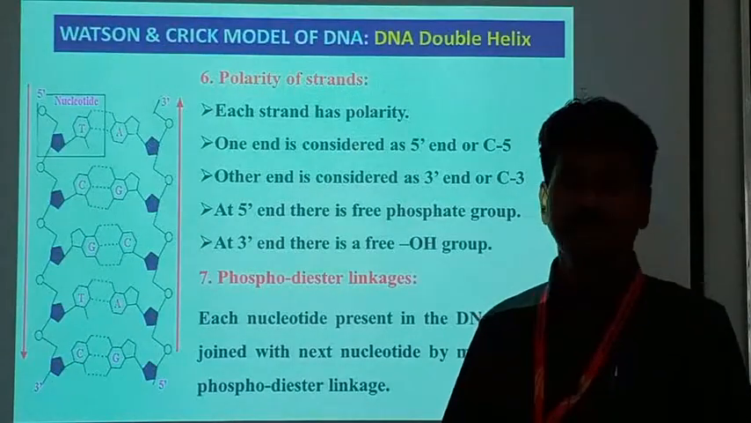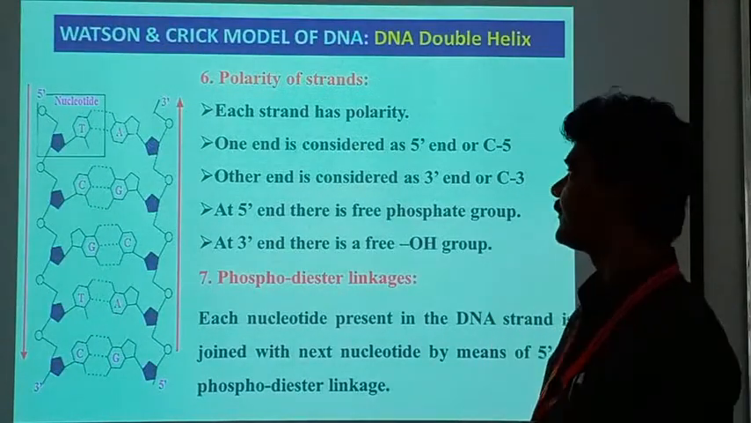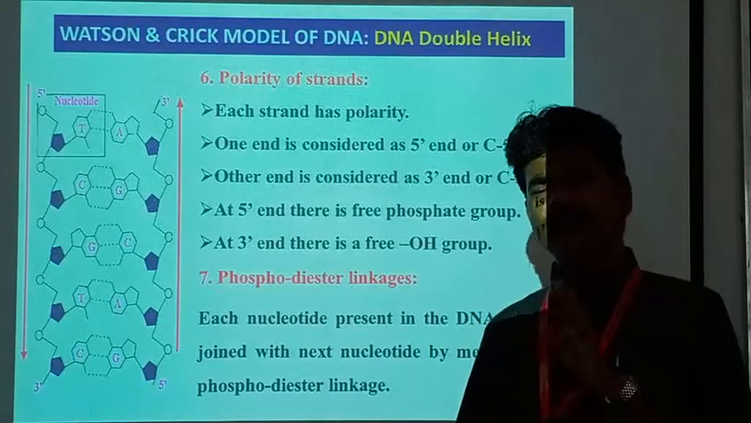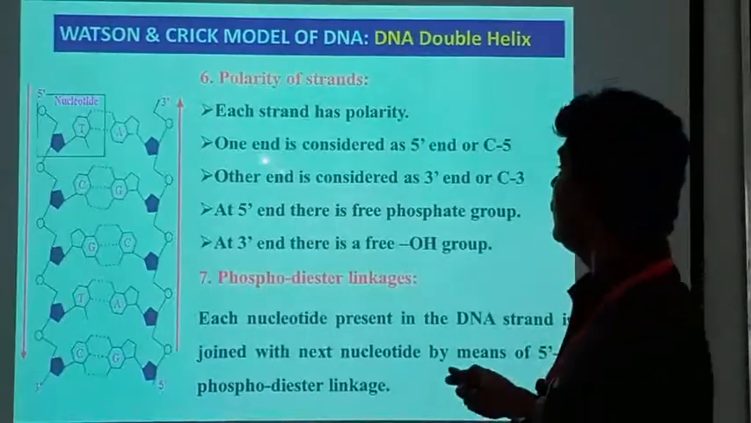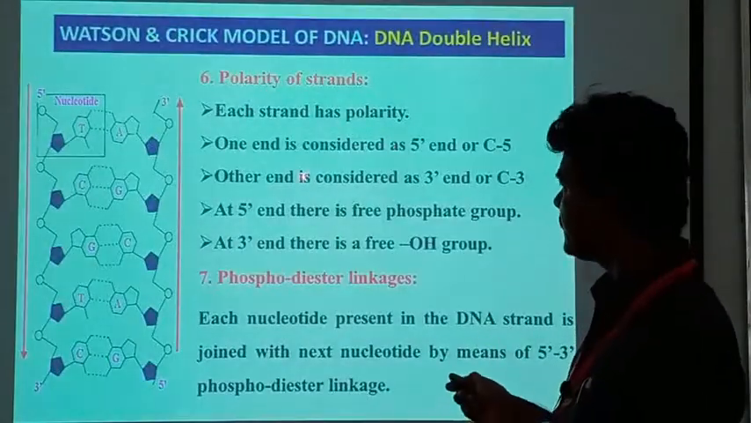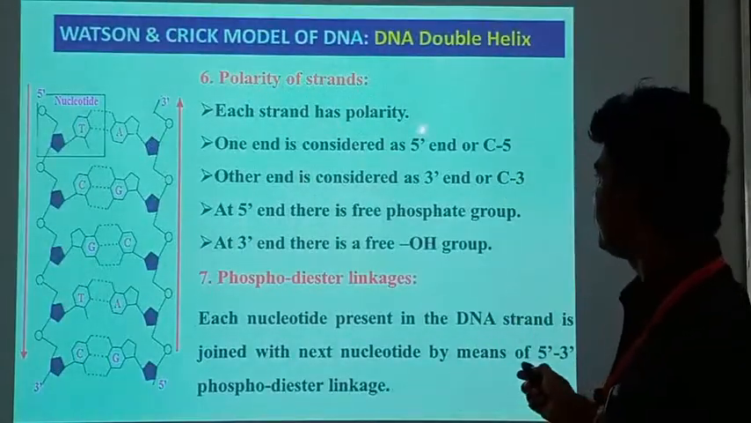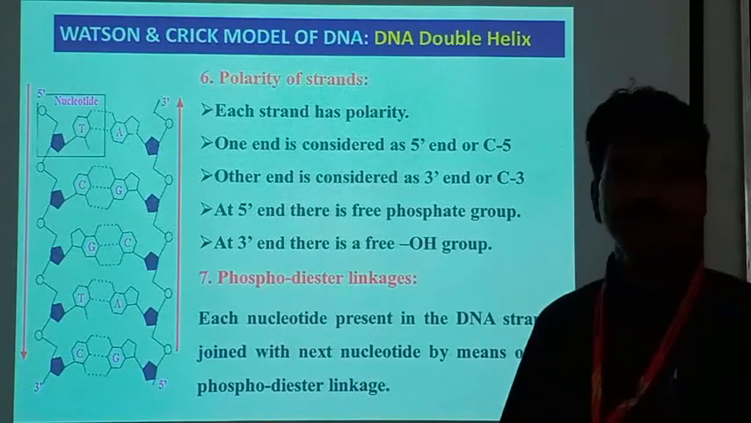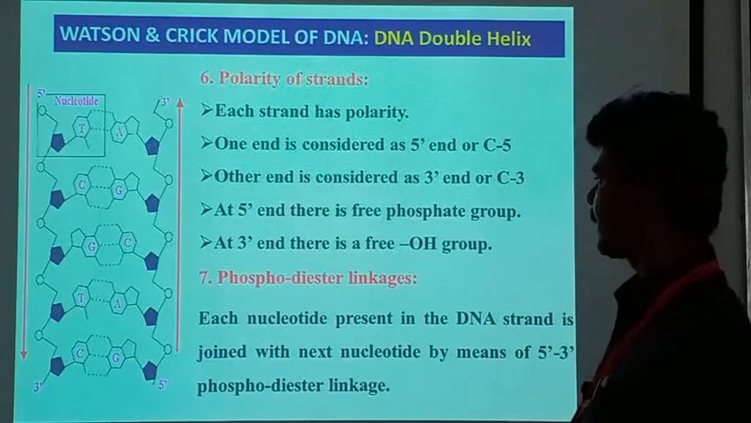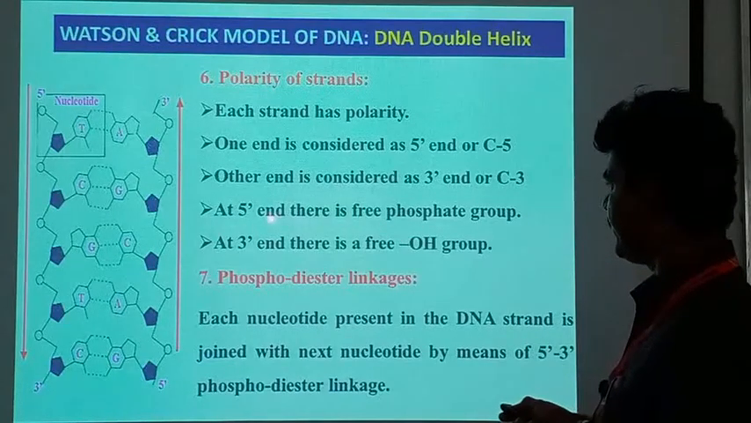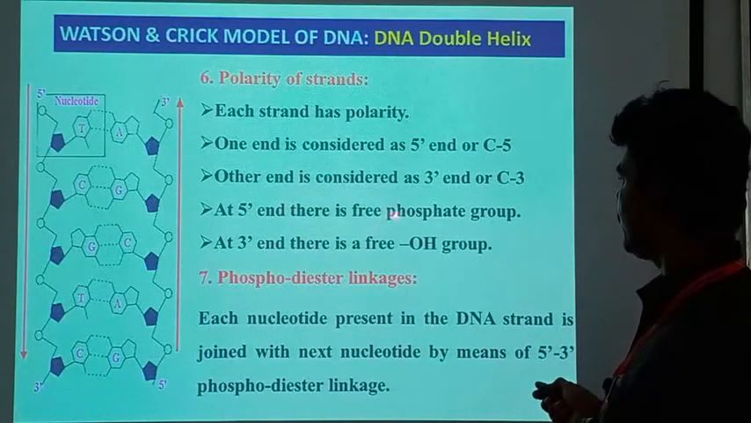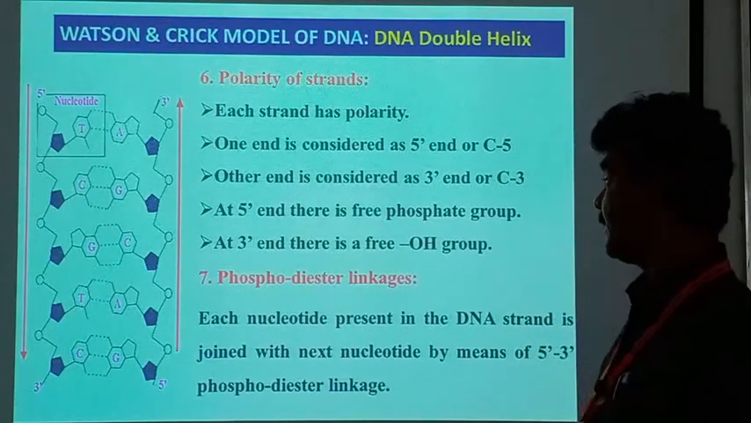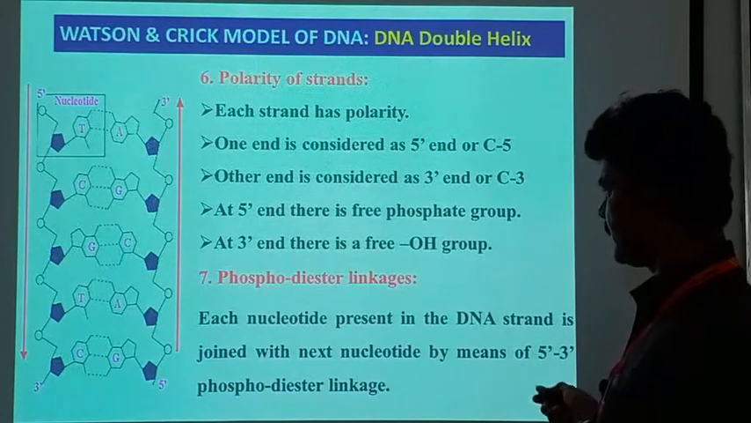Next property of the DNA: there is a polarity of strand. The DNA strands have polarity. Each strand has polarity. One strand is considered as 5 dash or C5, while the other is 3 dash or C3. At the 5 dash end, there is a free phosphate group. At the 3 dash end, there is a free hydroxyl group.